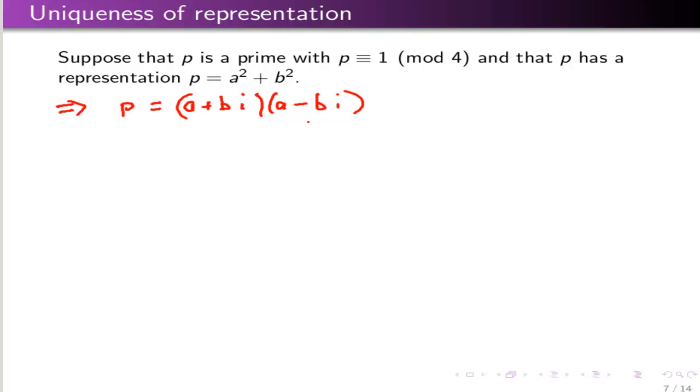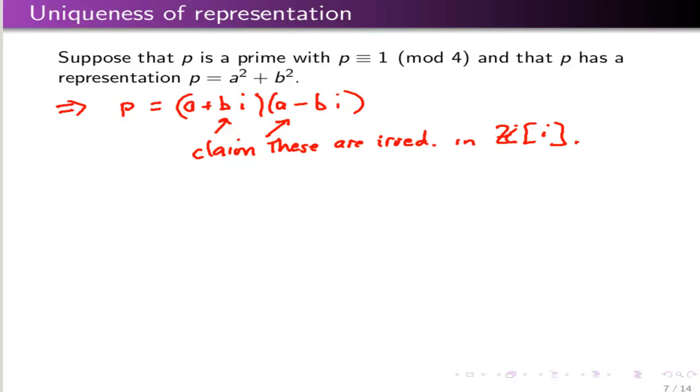Now, this was a homework problem that many of you may have already done. So what is the idea? The claim is that these two elements are irreducible in Z[i]. And that follows, again, using the delta function. So you take delta of both sides. Well, we claim these are irreducible.